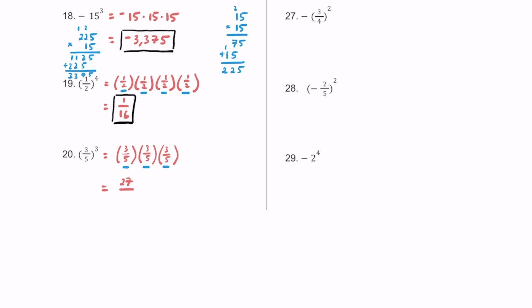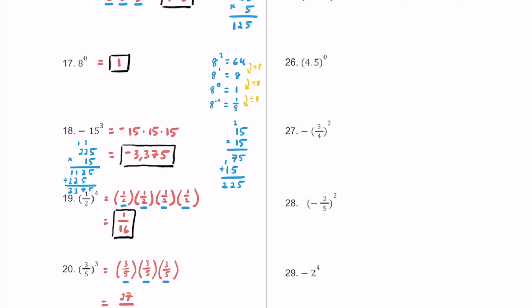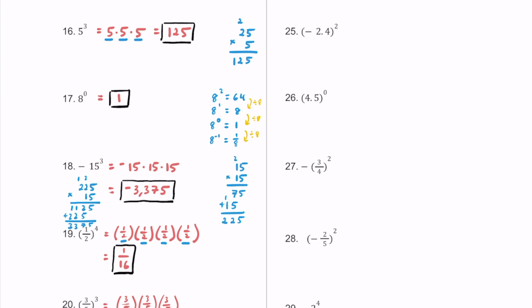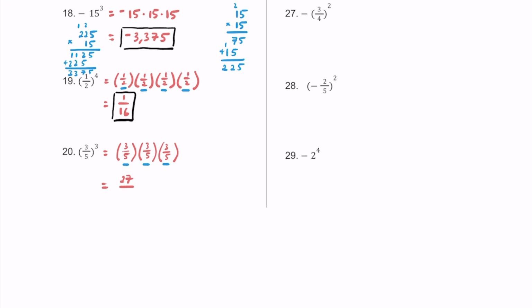And then 25 times 5, I think we already did that earlier, right? 25 times 5 we said was 125. So let's go ahead and just use that over here and say that would be 125. Okay, so 3/5 of 3/5 of 3/5 would be 27/125.